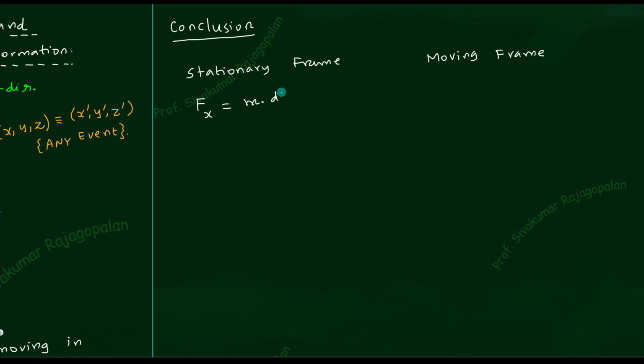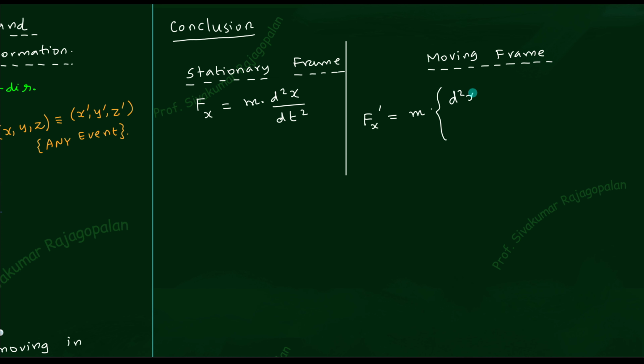Fx equals m times d square x by dt square. That is your stationary frame of reference. What is the latest equation that you obtained in the moving frame? That is Fx prime equals mass times the latest equation that you obtained: d square x prime by dt prime square, then plus dv by dt prime. That's all. That is the latest equation you got.